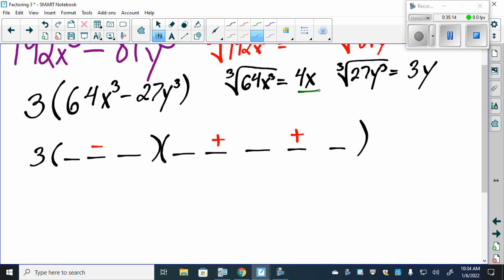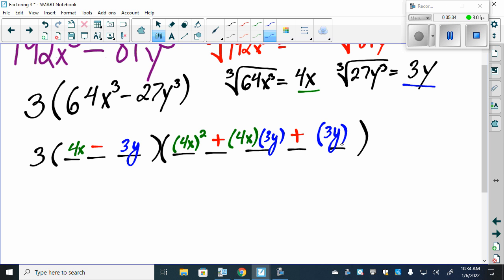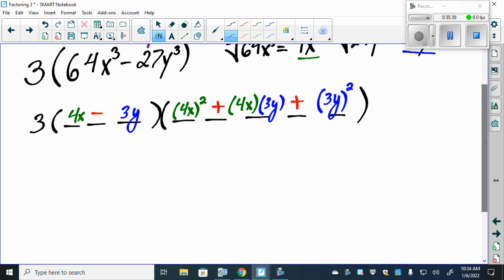Then we would have 4x squared, and 4x. And for our other one, we would have 3y. In the middle, we would have 3y. And lastly, we would have 3y squared. And this here would simplify down to 3 times 4x minus 3y.